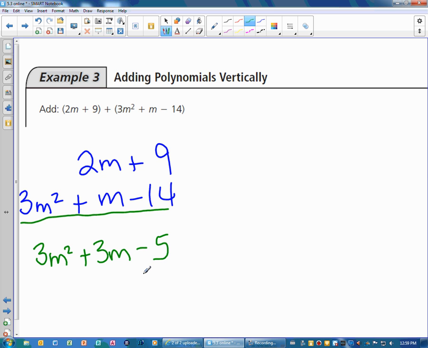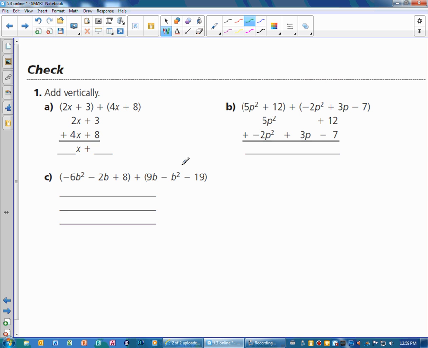Okay, so if you like that better, if you like seeing them on top of each other and that helps you to sort of visualize which stuff can be grouped together, go ahead and do that. All right, pause here, finish up these checks, and then come back and see if you got them right.